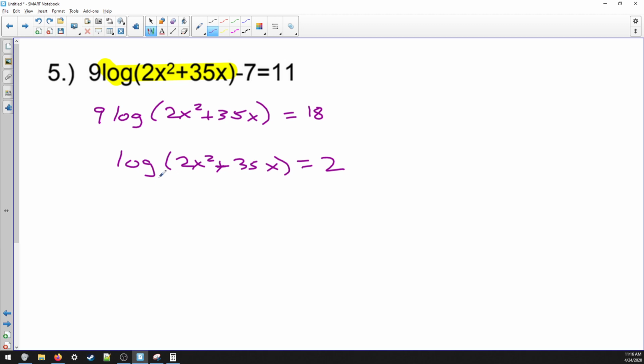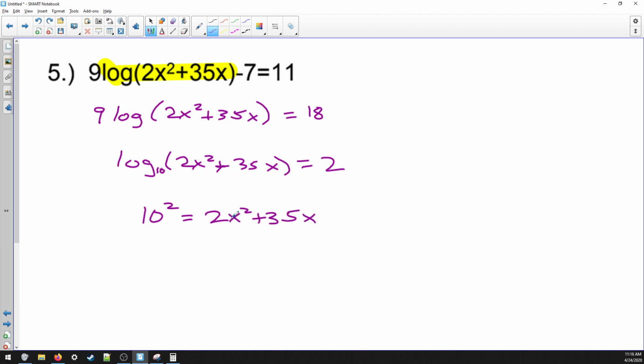Whenever there's not a base written, we assume it's base 10, right? Our whole number system is a base 10 number system, so that we don't usually write it. If we just write log, right, we assume that it's really log base 10, okay? So if I kind of go to the other side now and say this is 10 squared, right, is equal to whatever's inside of the log, which is 2x squared plus 35x.